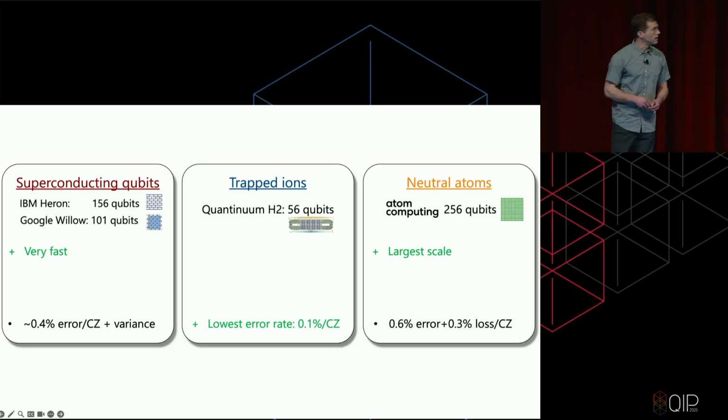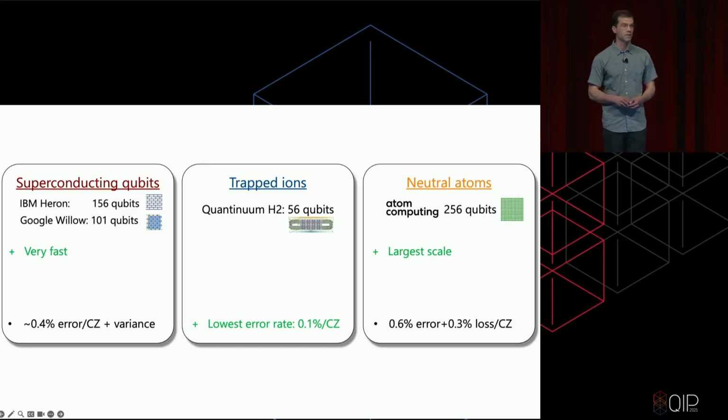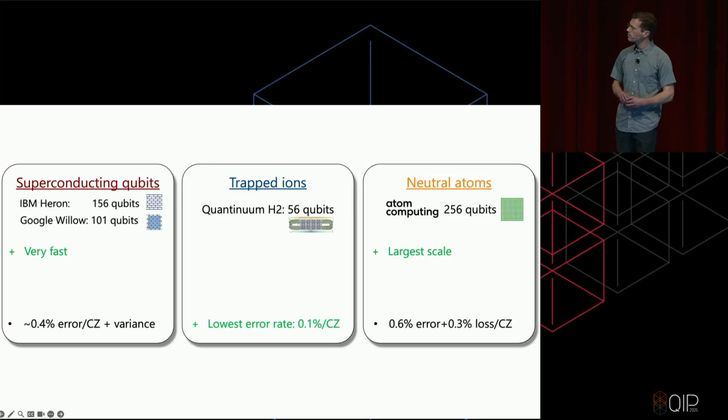Trapped ions, on the other hand, are slower. Neutral atoms are slower. Neutral atoms have the advantage of bringing us much higher scale. So Atom Computing's last device had 256 qubits, a 16 by 16 array of qubits, which is considerably larger than any of the other devices out there. Trapped ions have the lowest noise rates right now, maybe just 1 times 10 to the minus 3 error per 2-qubit gate.